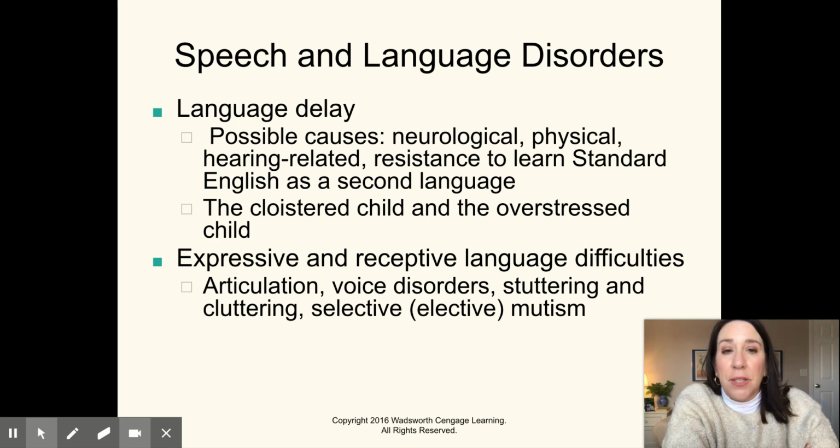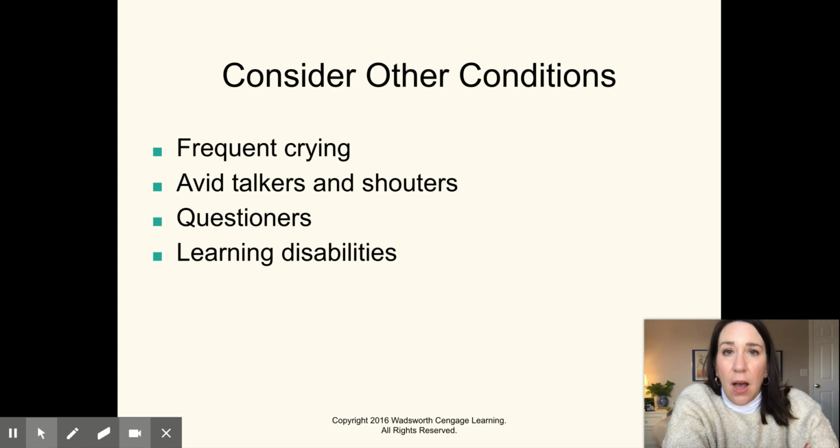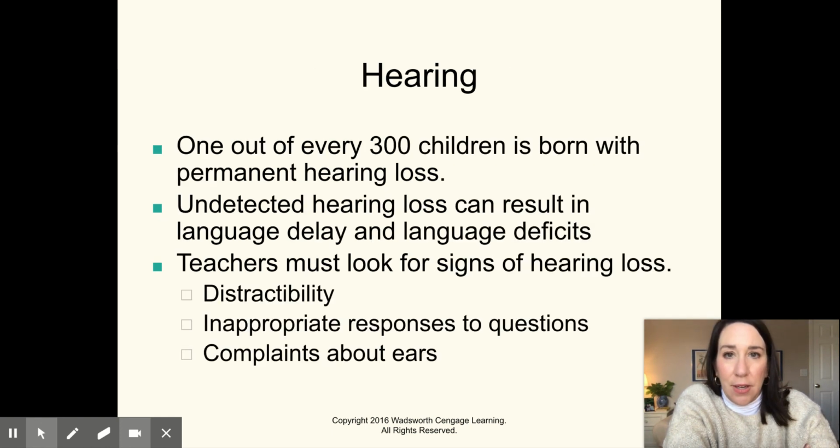And then expressive and receptive language difficulties, articulation, voice disorders, stuttering. These are the sort of physical manifestations of language difficulties. Other considerations, other conditions may be frequent crying, avid talkers and shouters, some of those kids that talk all the time, questioners, people that are constantly asking questions, and then learning disabilities.